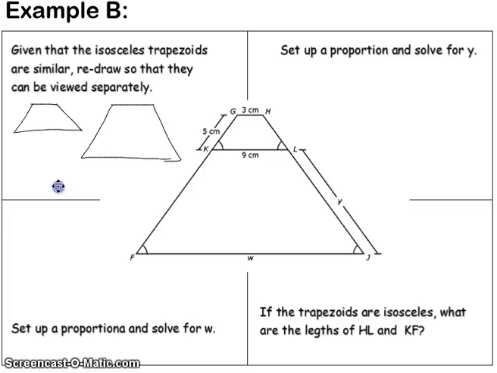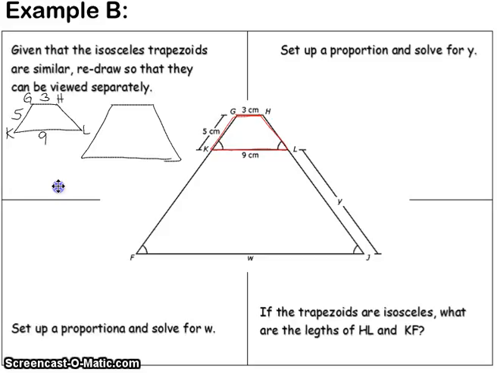Then I have to label these. So my small one, which is this one right here, let's take those and label them. So the first one I have K and G, and I know between those it's 5 centimeters. Then I have H, and I know between G and H is 3. And then I have L, and then I have between K and L, which is 9 centimeters.